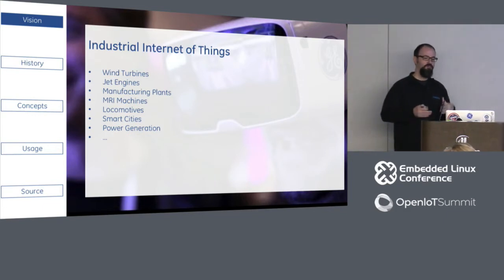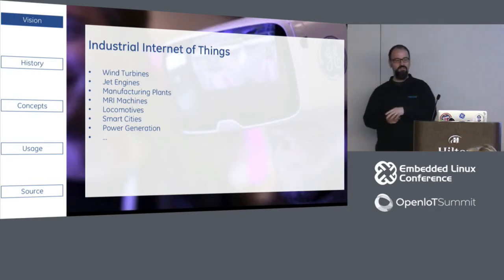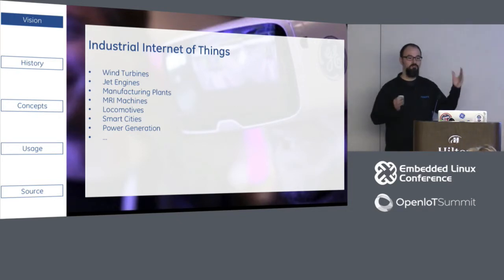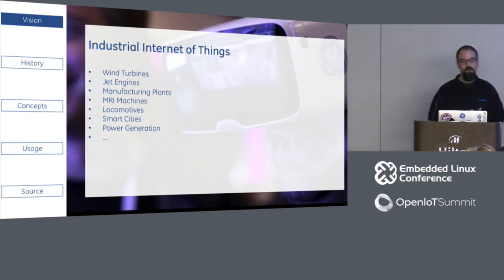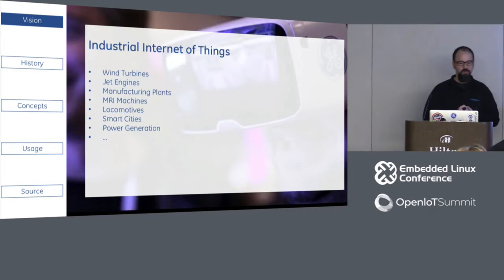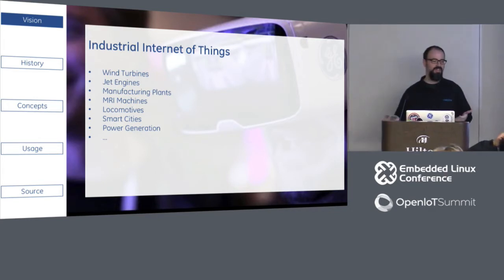We're involved with a lot of different businesses, so wind turbines. When we're talking about Internet of Things, the thing that we're talking about is not necessarily a thermostat, but a big piece of heavy equipment, a jet engine, manufacturing plants, and how to automate the production of individual things. MRI machines, so healthcare, there's lots of healthcare use cases.